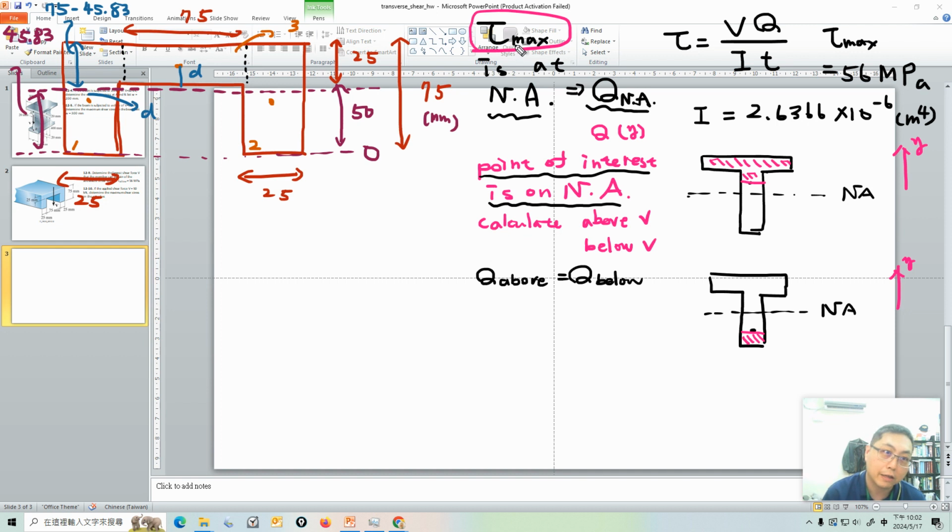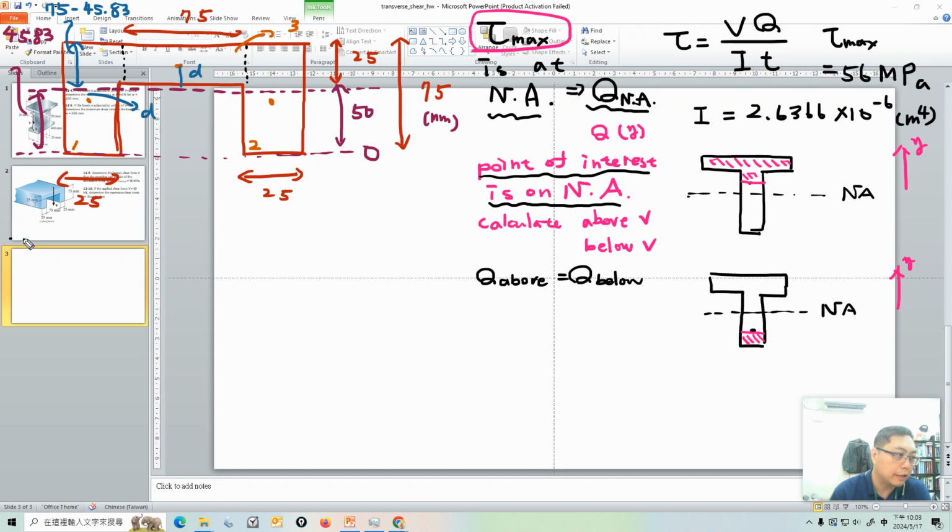Because the maximum shear stress in the beam is always at the neutral axis, we can calculate Q counting above or below. For this problem, the neutral axis is here. When we calculate Q, we want to calculate Q above or Q below. In this problem, below is better.